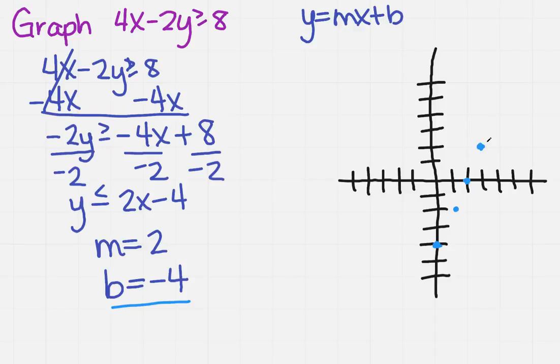And then, now, here's the important part. Is it equal to? If it's equal to, it's a solid line. So I know what you're thinking. If it's not equal to, it is a dashed line.